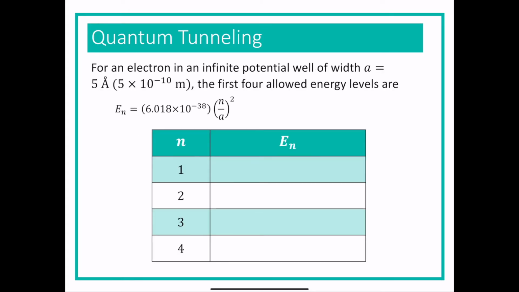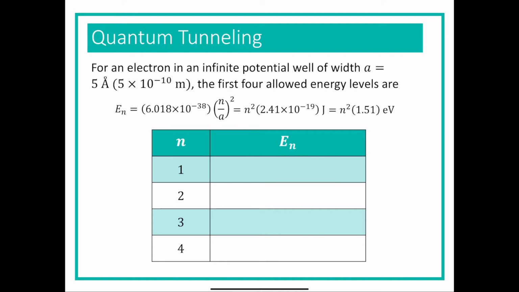We can figure out a width A, and in this case it's 5 angstroms. And we can figure out then the different energy levels for n equals 1, 2, 3, and 4. Not too difficult. We do have to change this to electron volts because most of the energies are in electron volts. So if we plug in A, because we know what that value is, and we take the 6.018 times 10 to the minus 38, and we divide by 5 times 10 to the minus 10, we get the answer in joules, and then we have to divide by 1.6 times 10 to the minus 19 to convert it to electron volts.